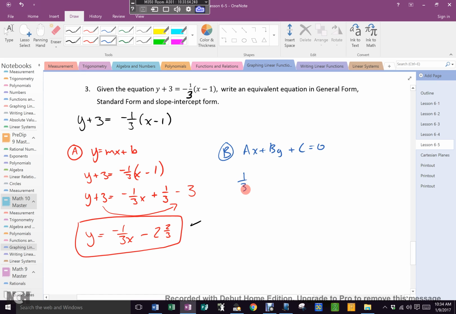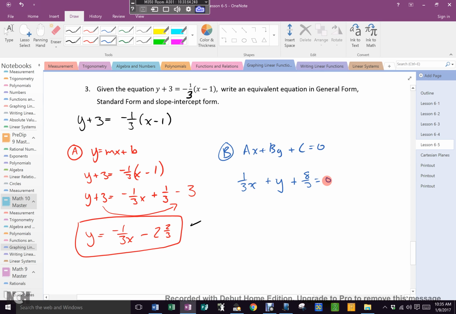So I'm going to get 1/3 x plus y. What happens to this guy? He's got to move over too, doesn't he? What does he become? Positive 2 2/3, right? I'm going to make him 8/3. Everybody knows why, yeah? Okay.